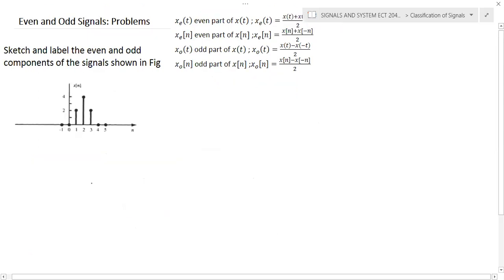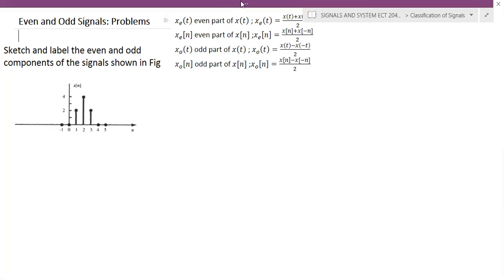Okay. Now we can perform the next question. So this is another discrete time signal. So we can try this particular question also.